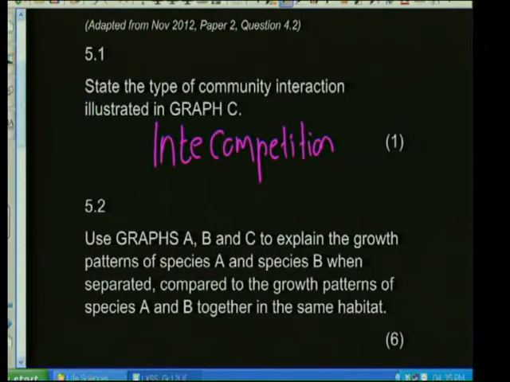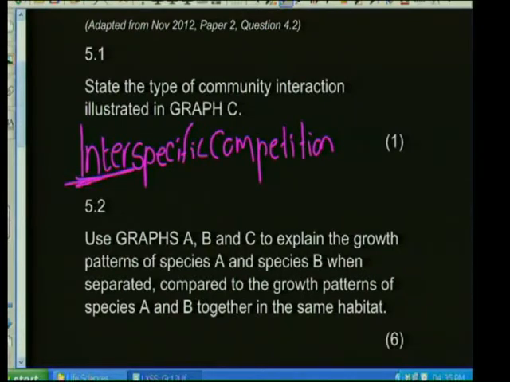Let me just write that again. I'm going to rub that out because I need a little bit more space. Interspecific competition. Inter, not intra, inter. Here is species A, which is different to species B. They are 2 different populations, and when 2 different populations compete, it is interspecific. If they were the same, it would have been intra.